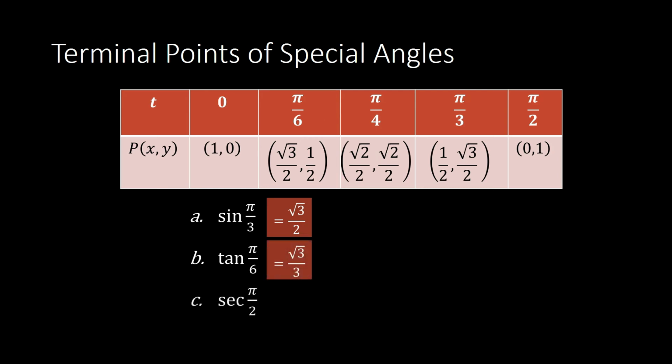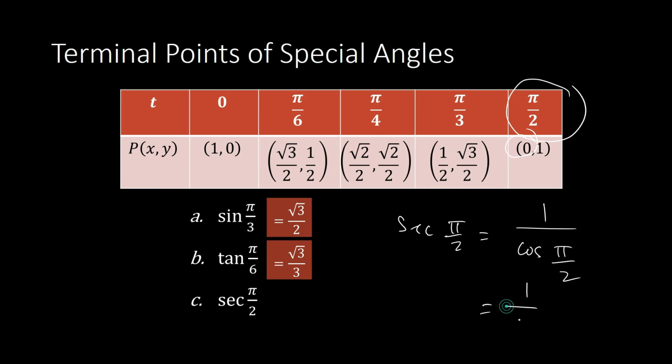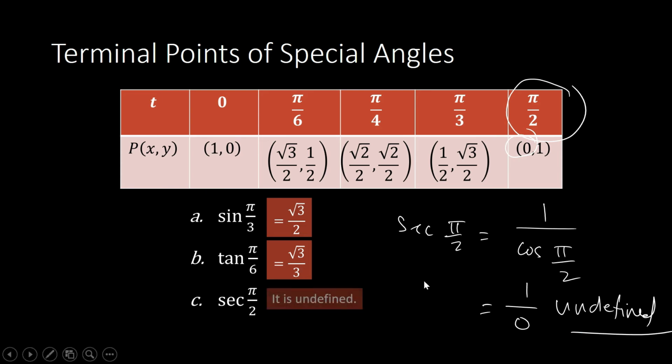Now, how about this? Secant of pi over 2. Well, you understood secant of pi over 2 to be the reciprocal of your cosine function. So you will look for cosine of pi over 2. Cosine of pi over 2 is the first coordinate of the terminal point. And so this is going to be 1 over 0, which means this is undefined. So secant of pi over 2 does not exist, or it is undefined.